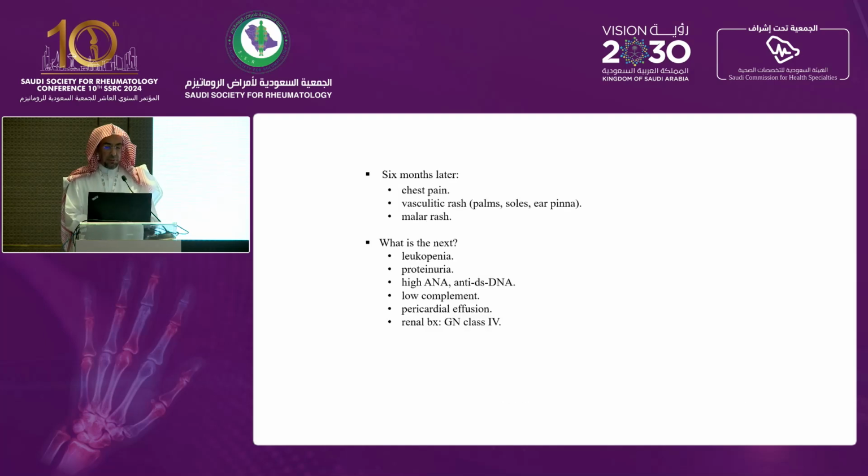Now, 6 months later, he had chest pain, vasculitic rash in the palms and soles, and malar rash. And what was next? He had leukopenia, proteinuria, ANA persistently high, double strand, and low complement, pericardial effusion, and renal biopsy confirmed class 4 nephritis. Now, what is the diagnosis? Could this be lupus with enthesitis? It's very unusual to see enthesitis, sacroiliitis in an SLE patient.